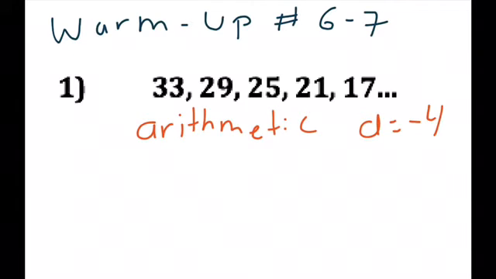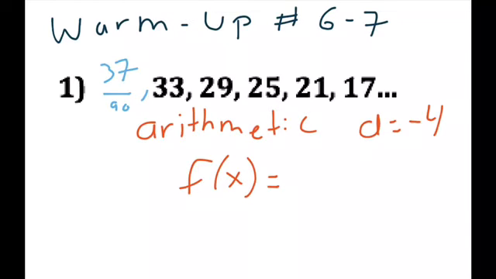Now I want to write my function f of x equals, since it's arithmetic, we're going to write it in the y equals mx plus b form. So I need to figure out what my y-intercept is. So I need to go back 1 to figure out what a sub 0 is. Since I'm adding -4 to go forwards, I'm going to subtract -4 to go backwards. Or we can think of it this way: if I'm subtracting 4 to go forwards, then I am adding 4 to go backwards, so this is 37. So my equation is f of x equals -4x plus 37.